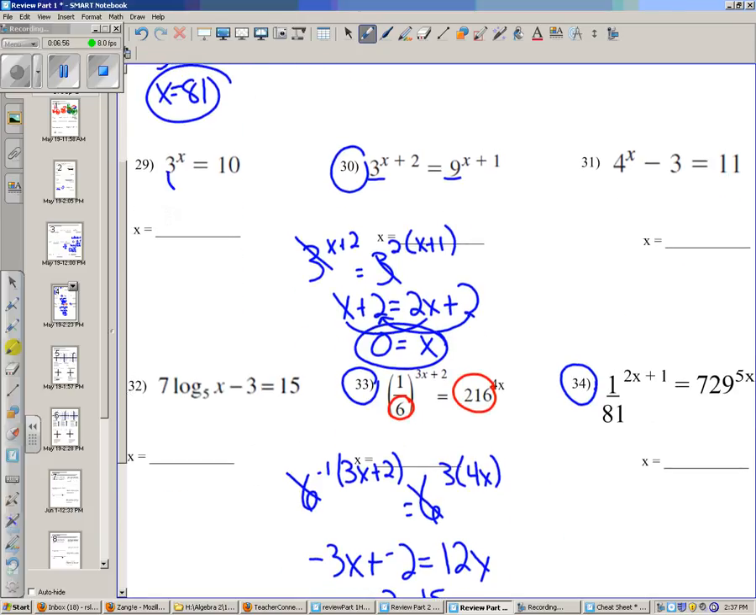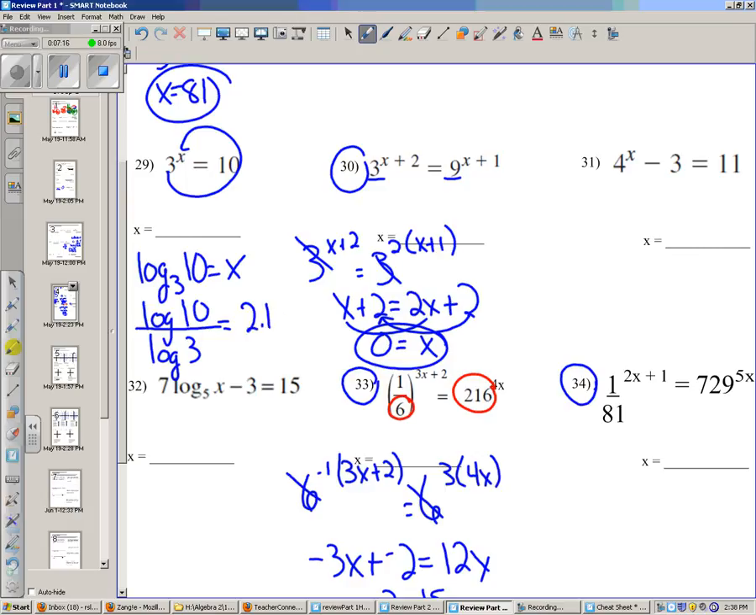29 will loop into a log. This is the way I loop. So the base 3 becomes the base of my log, so log base 3 of 10 equals x. I need to use the change of base formula, so log 10 divided by log 3. I know I'm going fast, but again, you get 15 minutes. When I type that into my calculator, I get 2.1, and that is my answer for x.